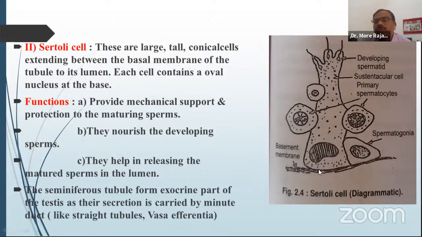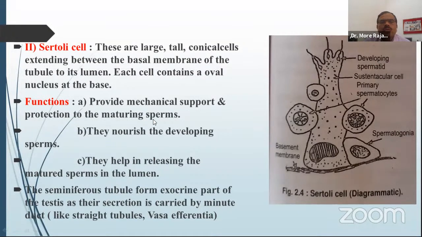This is the Sertoli cell, which is attached to this basement membrane, and these various stages, that is, the spermatogonia, then the primary spermatocyte, are the various stages of differentiated cells which get attached to these Sertoli cells, also called sustentacular cells. These Sertoli cells are large, tall, and conical cells, which extend from the basal membrane of the tubule to the lumen. Each cell contains an oval nucleus at the base.